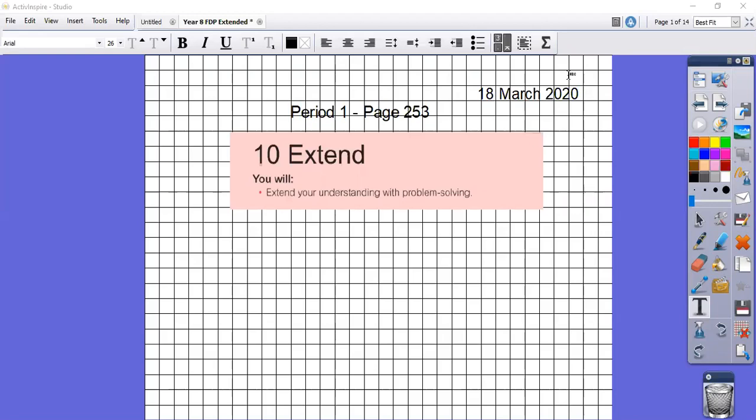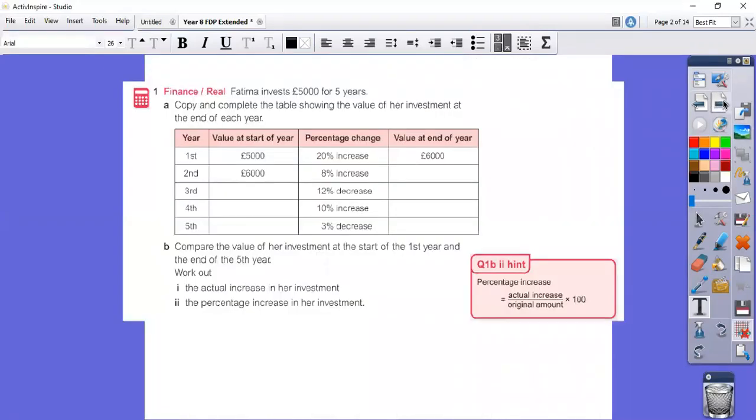Okay, so we've already done revision and review on fractions, decimals, and percentages. Just now going to look at some more problem-solving questions which resemble real-life situations. So if we look at the first question, it says, Fatima invests £5,000 for 5 years. Copy and complete the table showing the value of her investment at the end of each year.